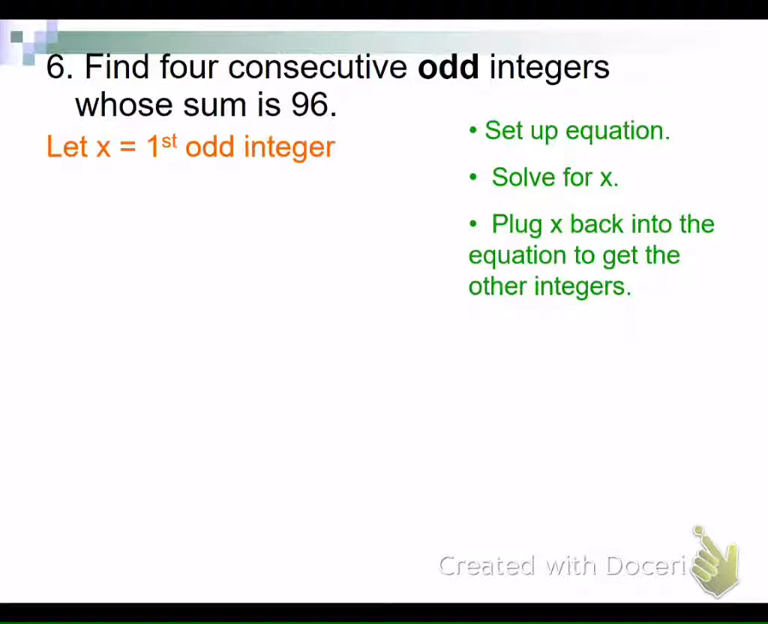Now, how do you go from one odd number to the next odd number? You add 2. So I'm going to add 2 to the x to find the second odd. Now, if you wanted another odd, you'd have to add another 2. But what's 2 plus 2? 4.